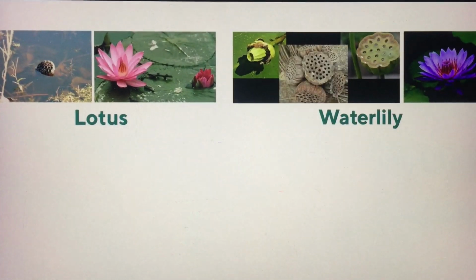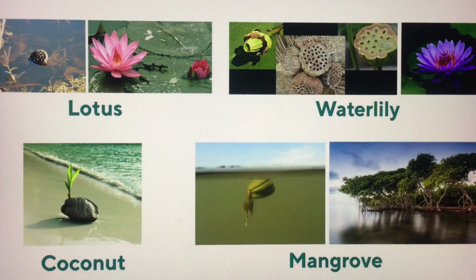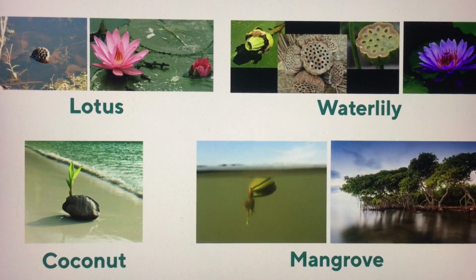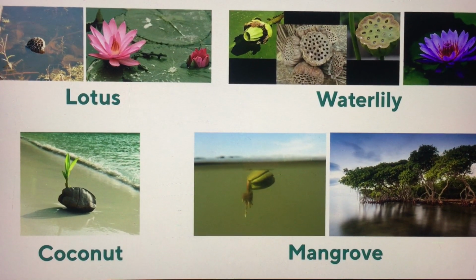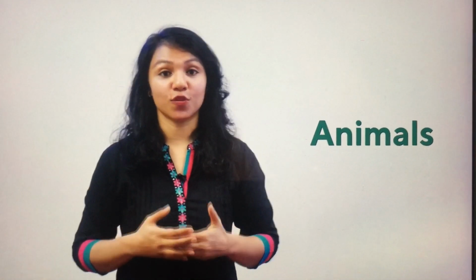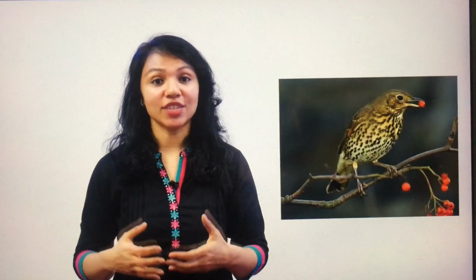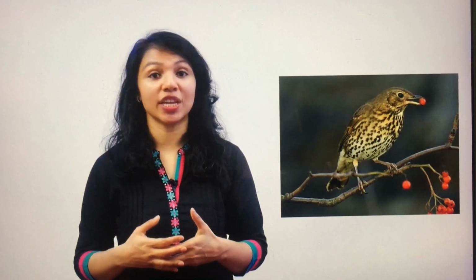Now let's look at water. Some plants like lotus, water lily, even coconut and mangroves have water to disperse their seeds. Animals are also good agents of seed dispersion. The birds would eat the flesh part of the fruits and leave the seeds. They disperse the seeds. Sometimes some birds eat the fruit and the seeds. And how do they disperse the seeds? Through their droppings.